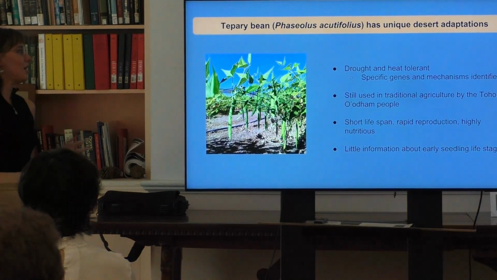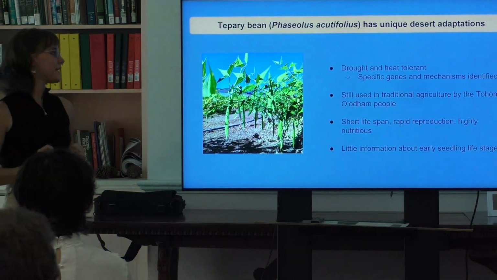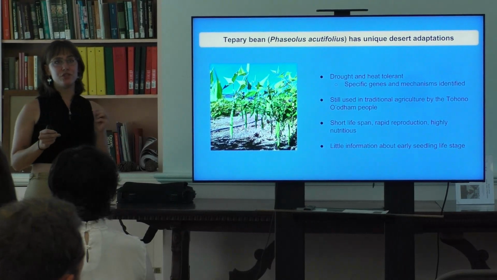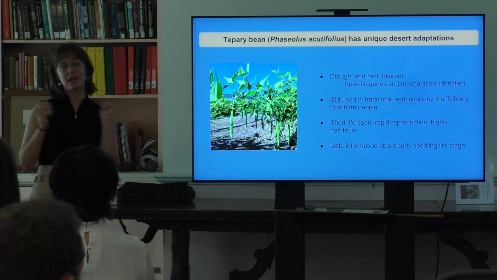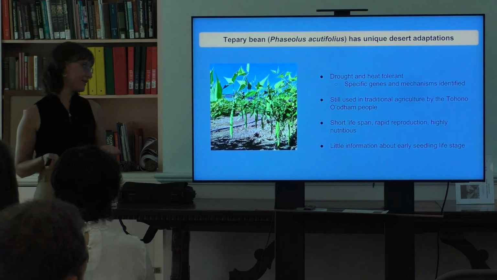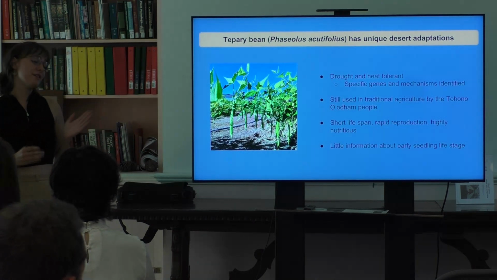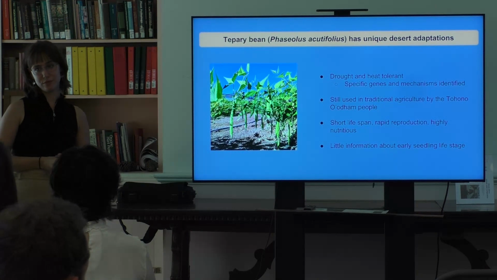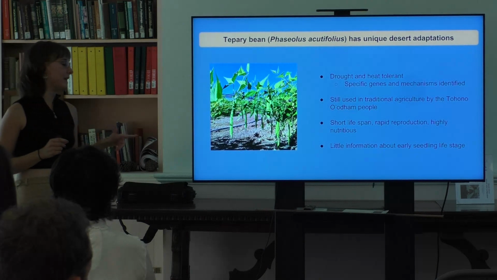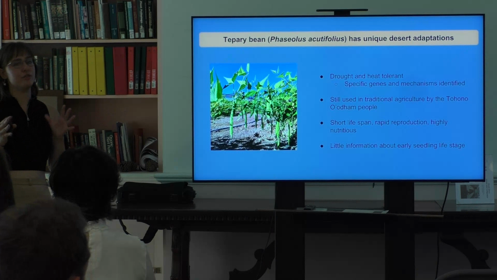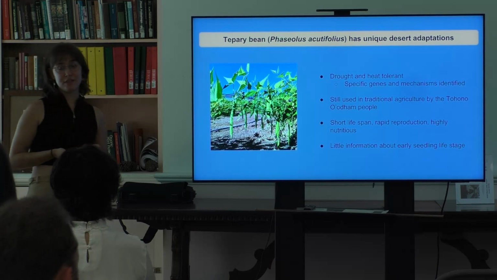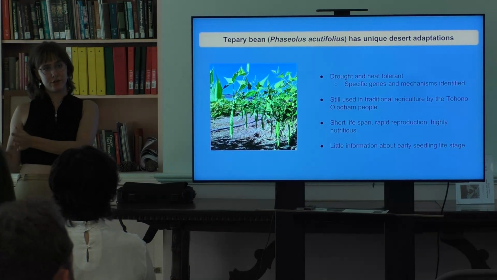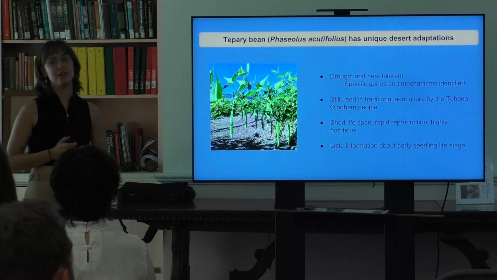Tepary bean is extremely drought and heat tolerant. Studies have been done to identify the specific mechanisms and genes behind these traits to introduce them to the commonly cultivated bean, Phaseolus vulgaris. The tepary bean was and still is used by indigenous tribes in the region, specifically the Tohono O'odham people. It's perfect for this because it has a short lifespan with rapid reproduction, as well as producing highly nutritious beans despite a short reproductive cycle. Current studies are very limited on the species, and the ones that do exist focus on the later life stages, whereas we're interested in looking at germination.